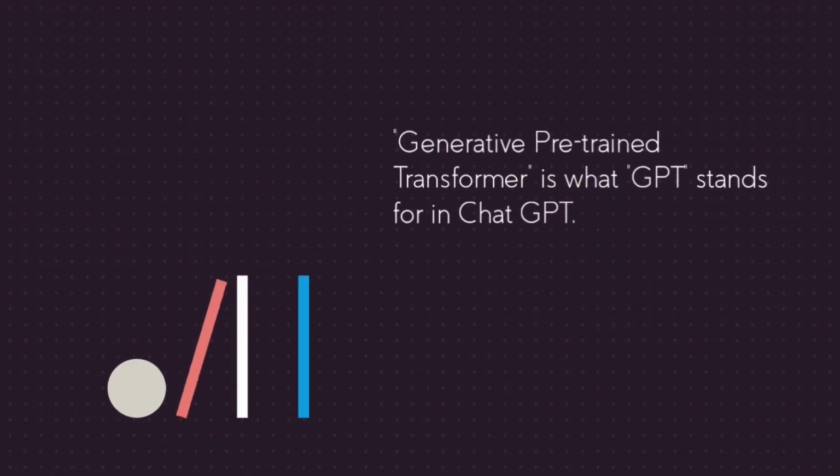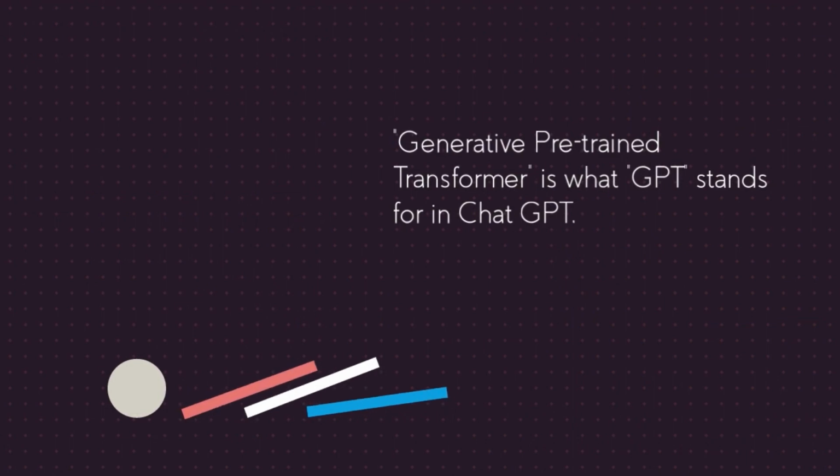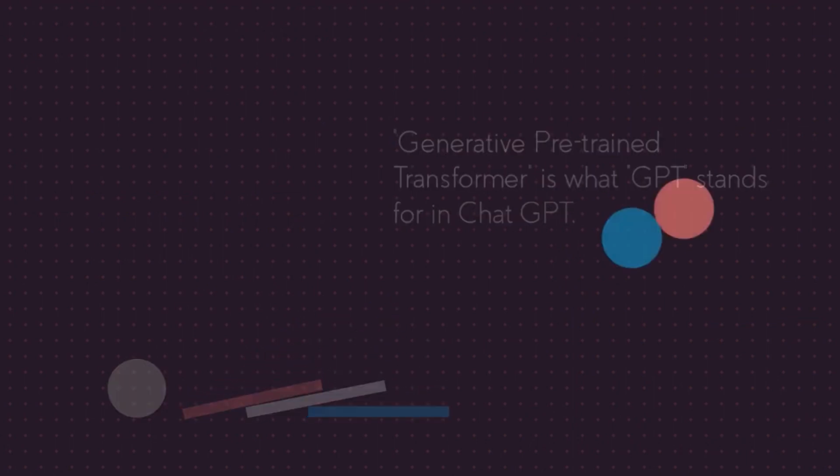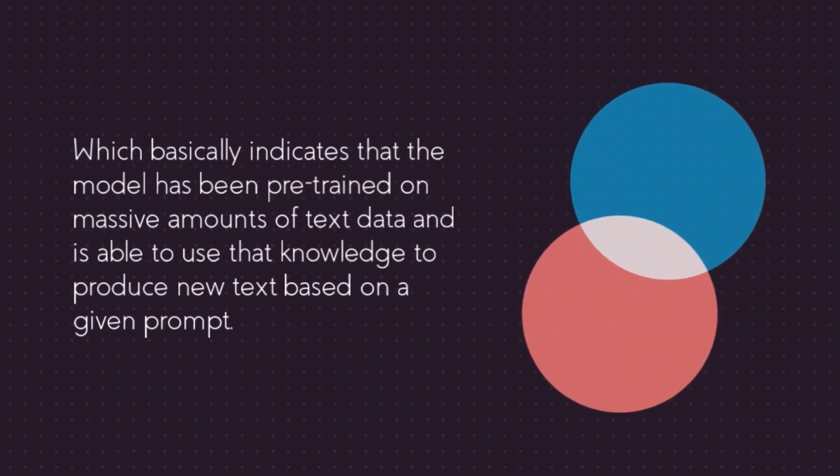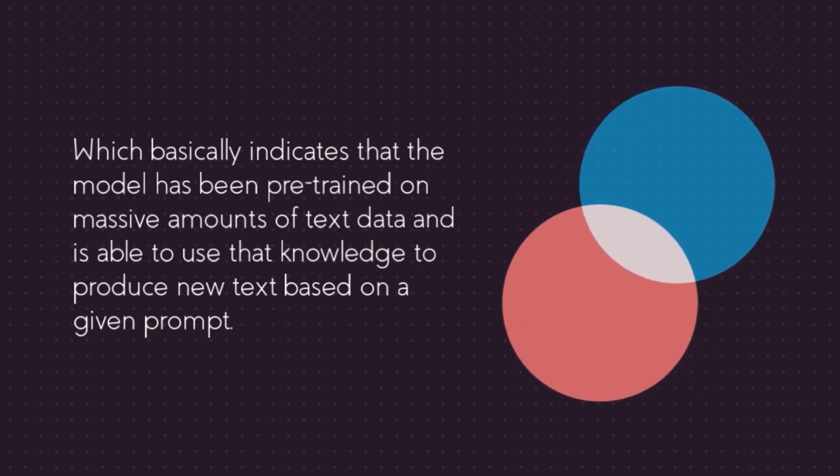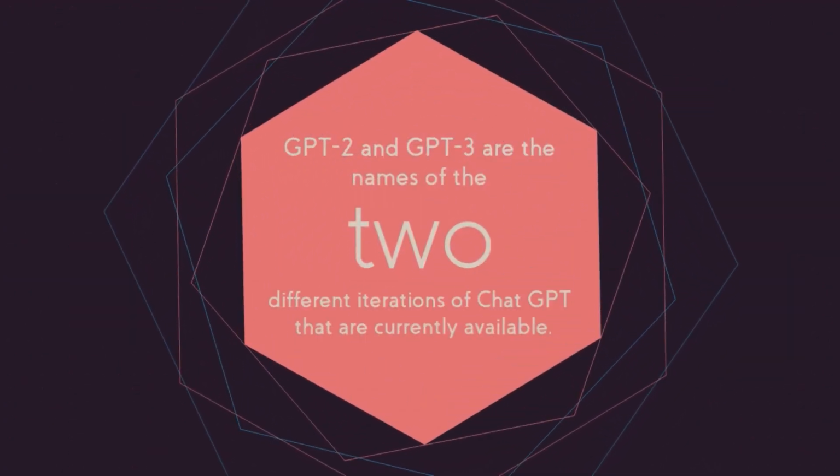Generative Pre-trained Transformer is what GPT stands for in ChatGPT, which basically indicates that the model has been pre-trained on massive amounts of text data, and is able to use that knowledge to produce new text based on a given prompt. GPT-2 and GPT-3 are the names of the two different iterations of ChatGPT that are currently available.